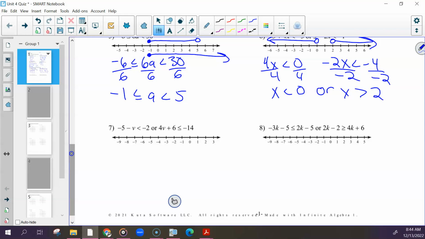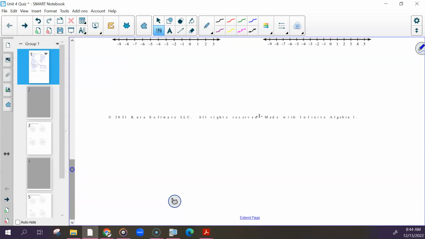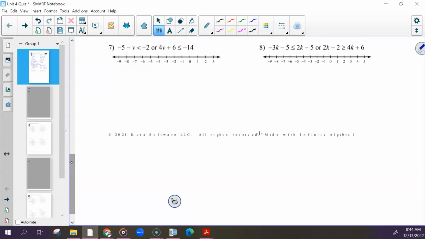For number 7, again, solve both of them separately. So we would add 5 and subtract 6. We have -b is less than 3, and 4b is less than or equal to -20. Some of you, when you did this one on the left, forgot the negative, which changed your entire answer. If you're graphing these or solving them and you get 2 of them going in the same direction, something's probably off. So double check your work.